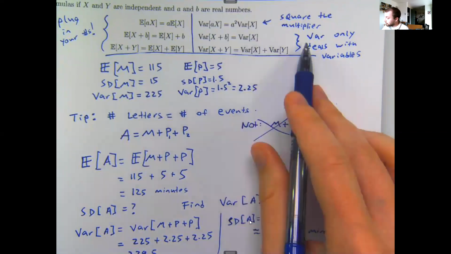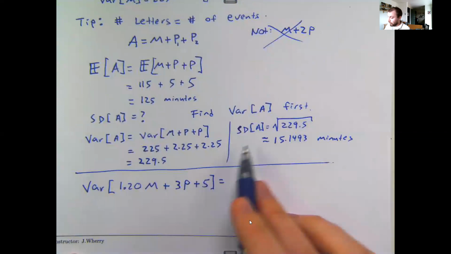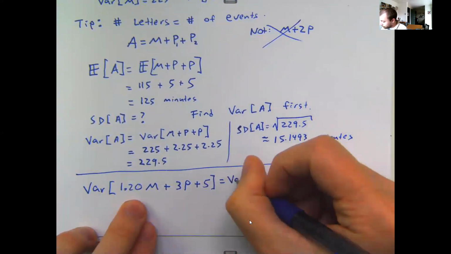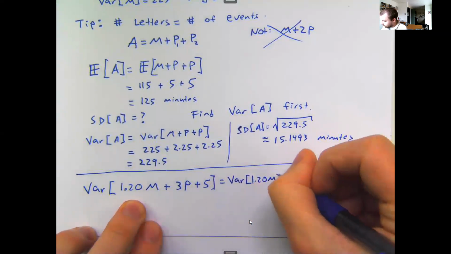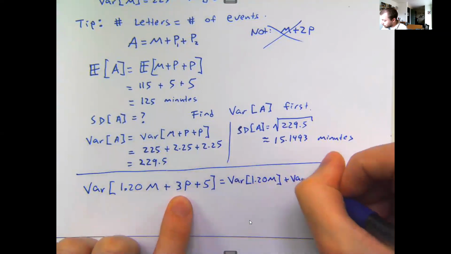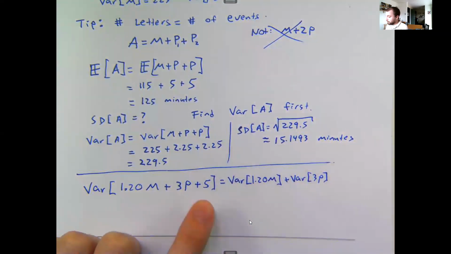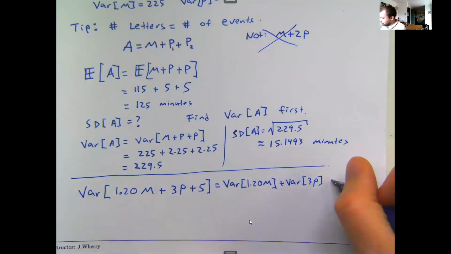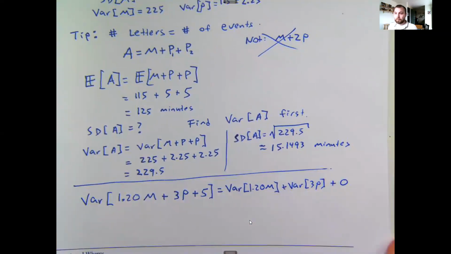I'm only going to consider the things that have letters next to them. So 1.2 M, that has a letter, so that will have spread. 3P, that has a letter linked to it, so that will have spread. 5, that's just a number hanging off on its own. There is no variation in that fixed number 5. That contributes nothing.